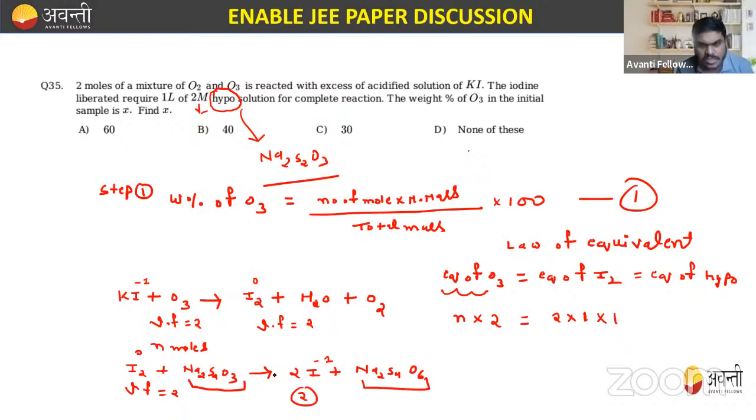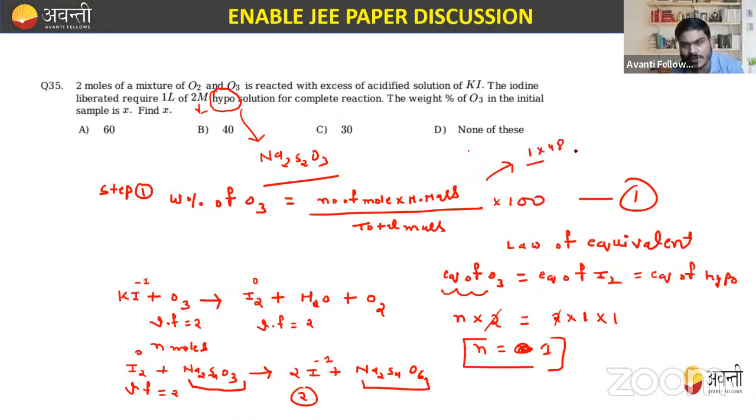That is, just observe carefully. Na2 same, SO3 same, just Na2S4O6. Just the oxidation state of sulfur is changing. That is 1. It means what is n comes out to be beta? n comes out to be 1. So what is the mole of O3 beta? 1. So if you know the mole of O3 comes out to be 1, just put the value here. That is the number of mole, that is 1.